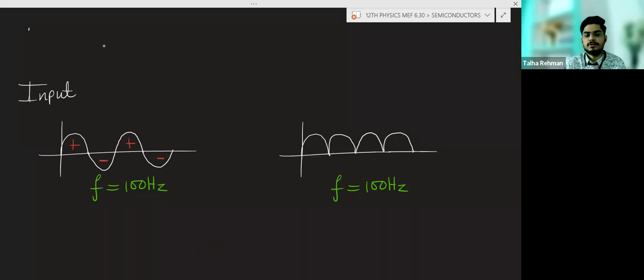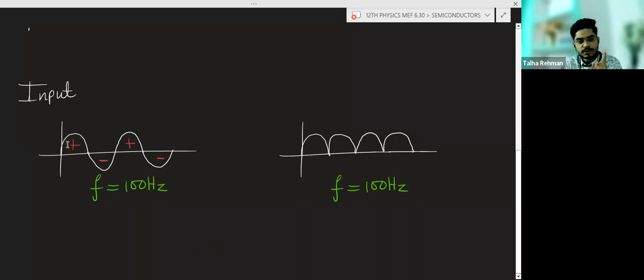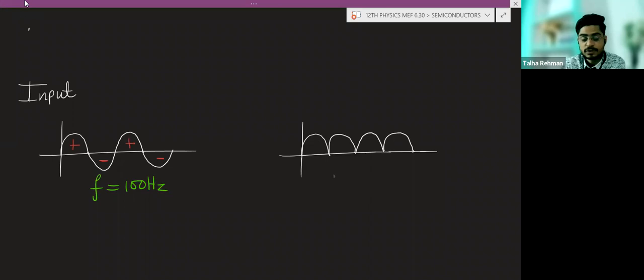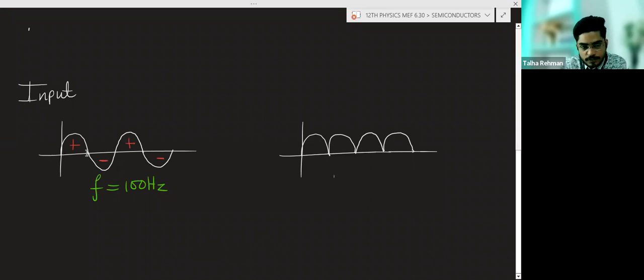Okay, like this. For positive half cycle, this is the output. For negative half cycle, this is the output. But in this case, you have to think. Now, from here to here, one wave is completed.